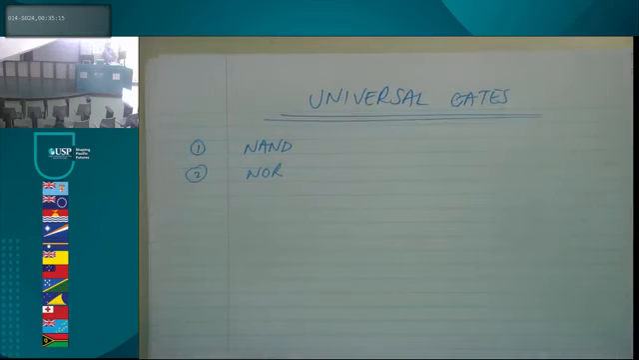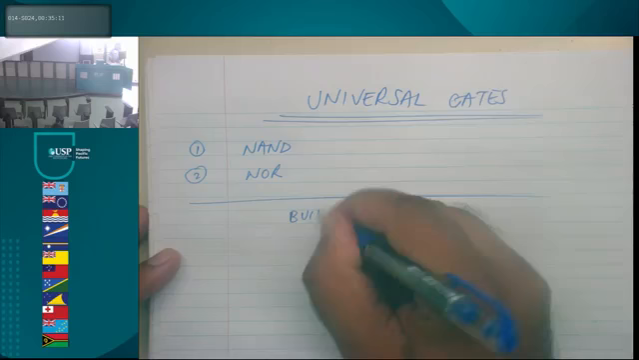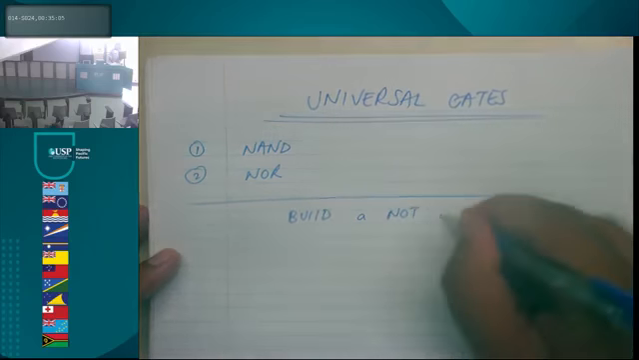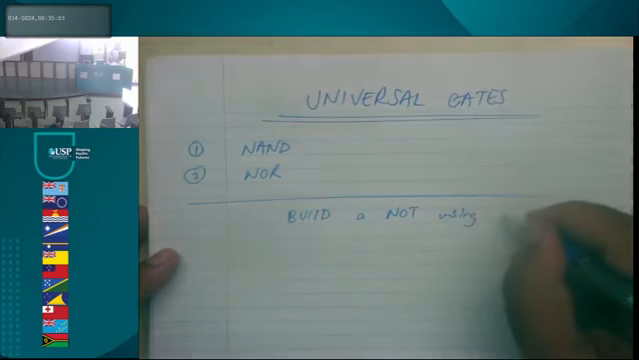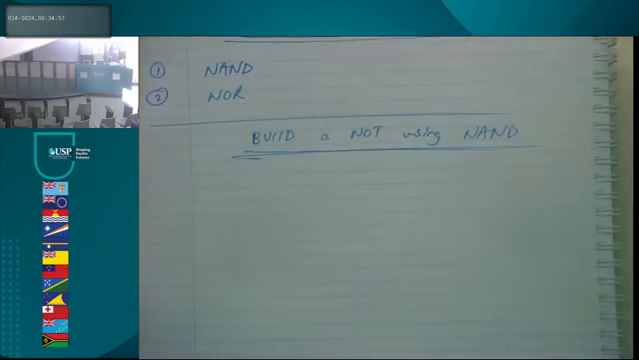All right, let's start off with building a NOT using, let's look at this one here. How do we build a NOT using NAND?